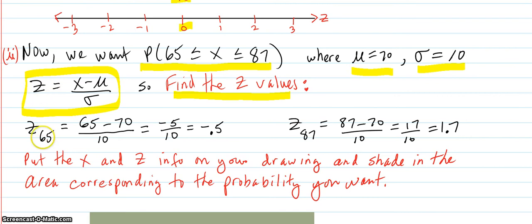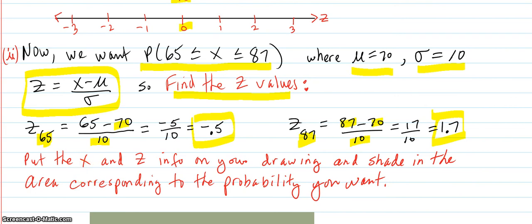So this is my own notation. Z sub 65 just reminds me that I'm presently calculating the z-score for the raw score x equals 65. That's 65 minus the mean over the standard deviation, which works out to negative 0.5. And the z-score for 87 is 87 minus the mean over the standard deviation, which is 17 over 10, which is 1.7. So those are the z-scores.